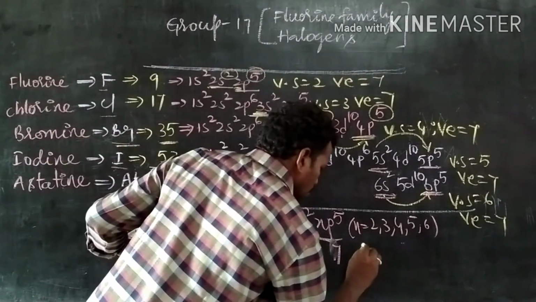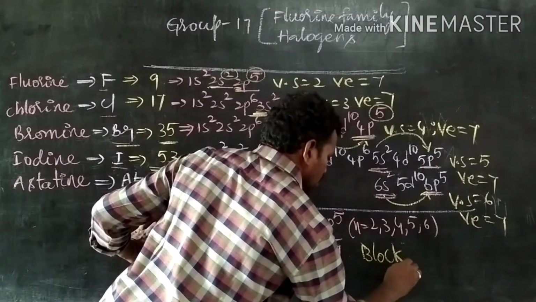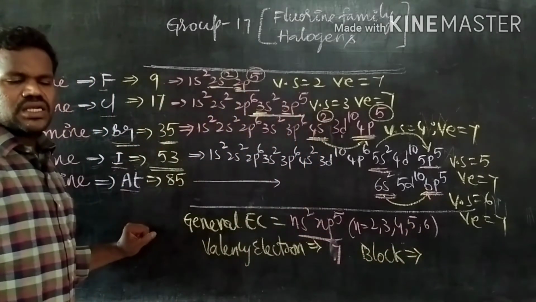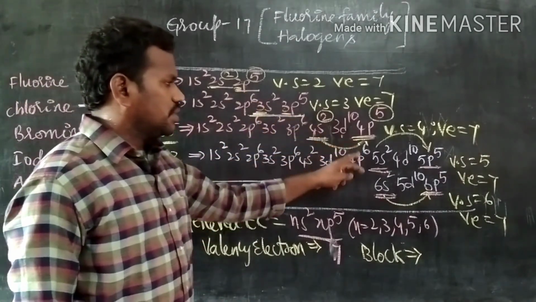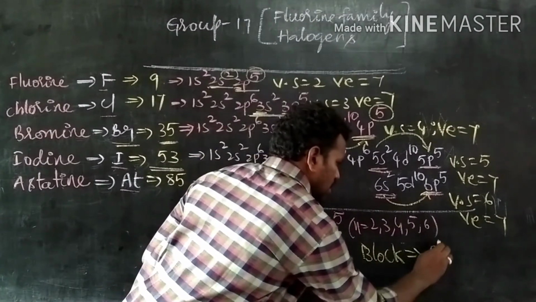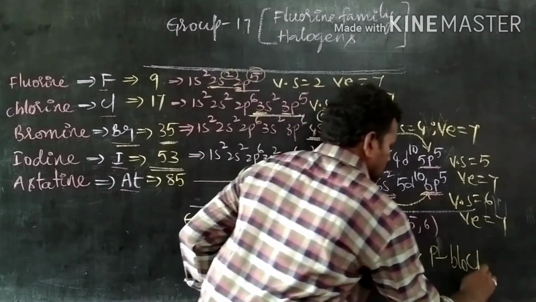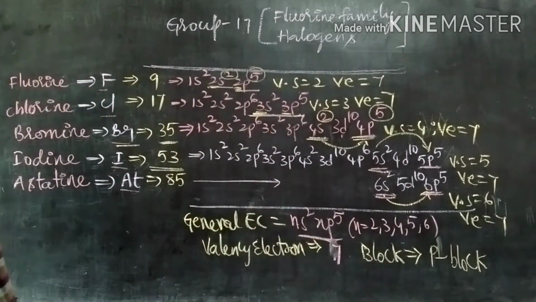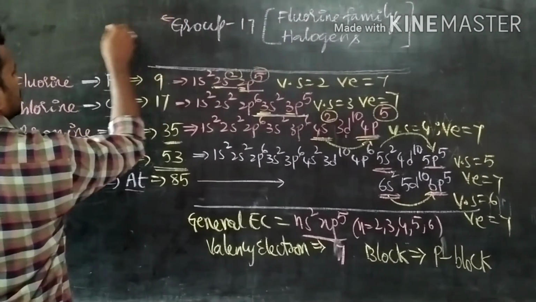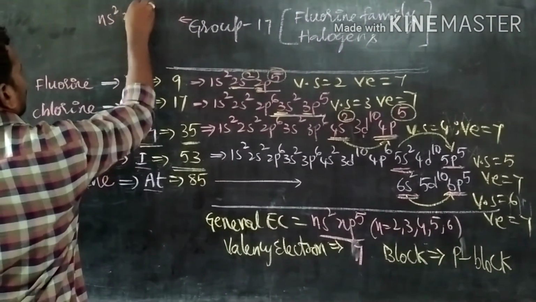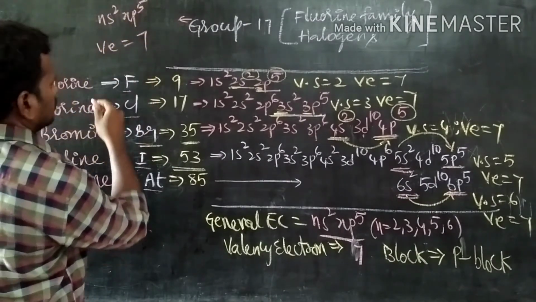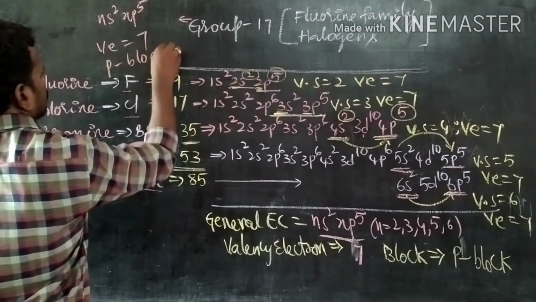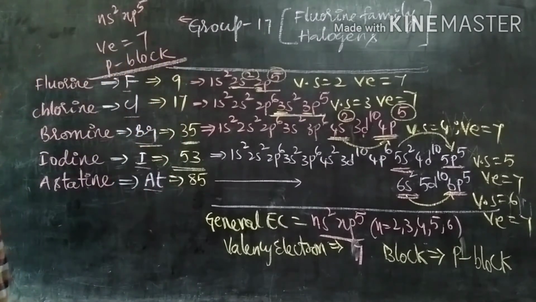Right? Good. Now which block is it? We should see into which orbital the differentiating electron enters. The differentiating electron enters into the p orbital. So these are all p block elements. The general electronic configuration, finally we can summarize: Group 17, ns2 np5, and the valency electrons are 7. These are all which block? p block elements. Why? Because the differentiating electron enters into the p orbital.